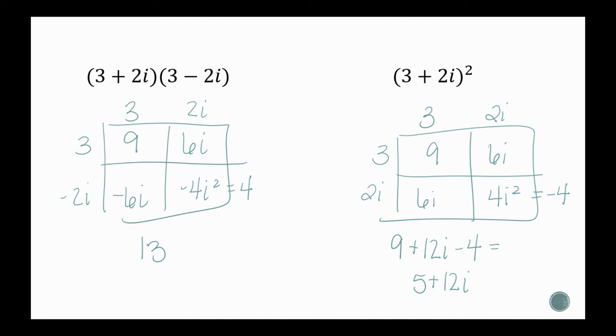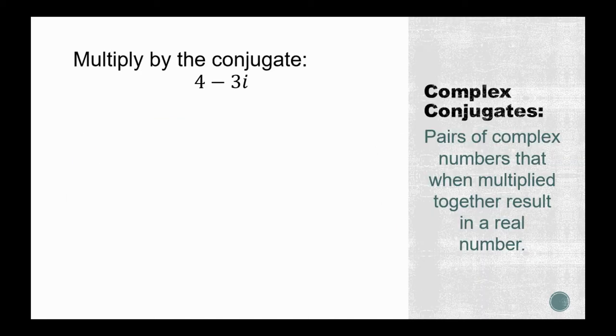Okay? Are we remembering all of this, the adding and subtracting and the multiplying? Are we okay with it? Any questions? Okay. The conjugate. Okay? Complex conjugates are pairs of complex numbers that when multiplied together result in a real number.